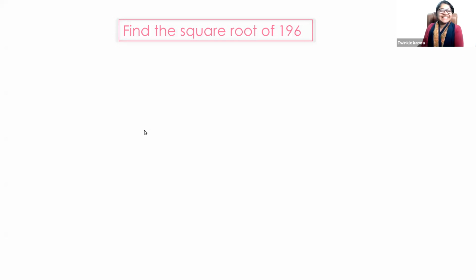All right, here we go. In this video, we'll be learning about finding the square root with the prime factorization method. I'm Twinkle from Team Maths Made Easy, and I'll be making your concept very simple and interesting. So the first question is finding the square root of 196, and I'm going to find it with the help of the prime factorization method.